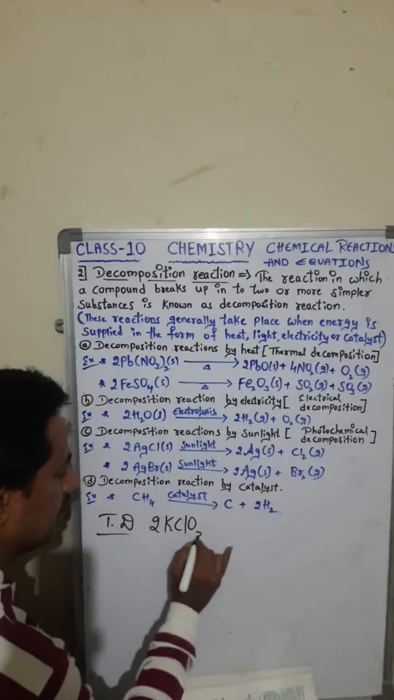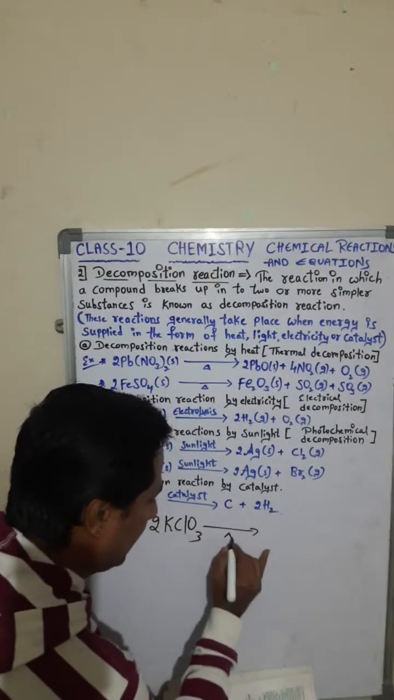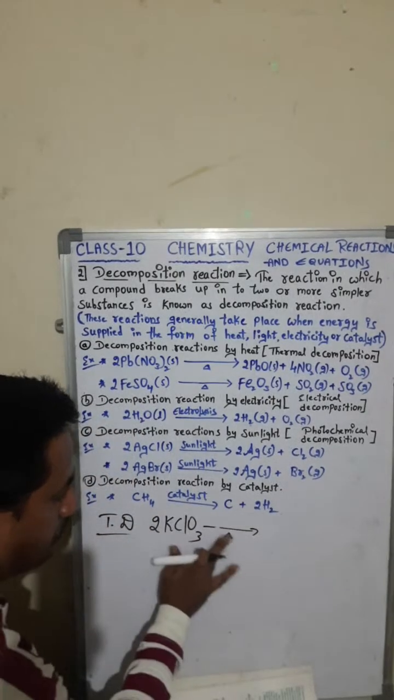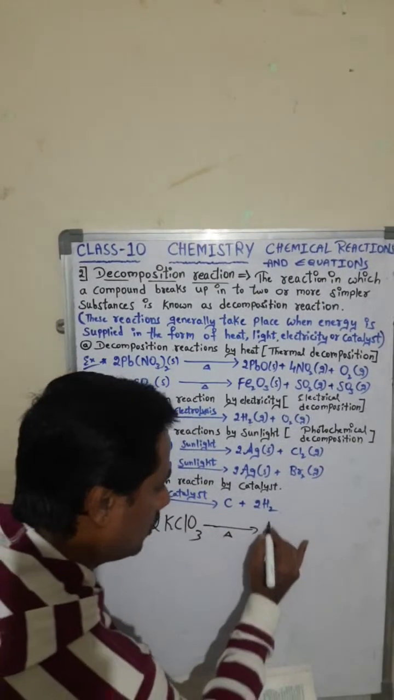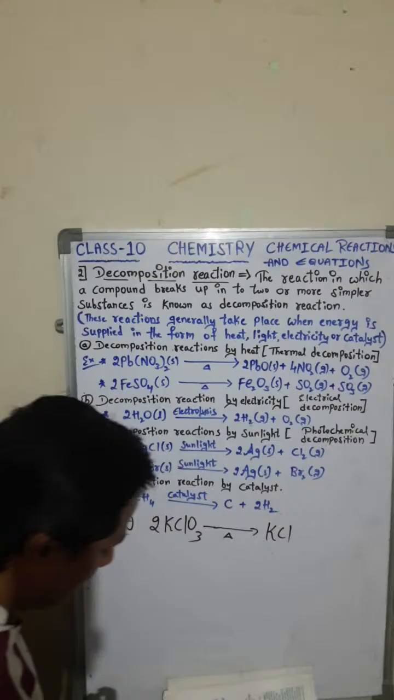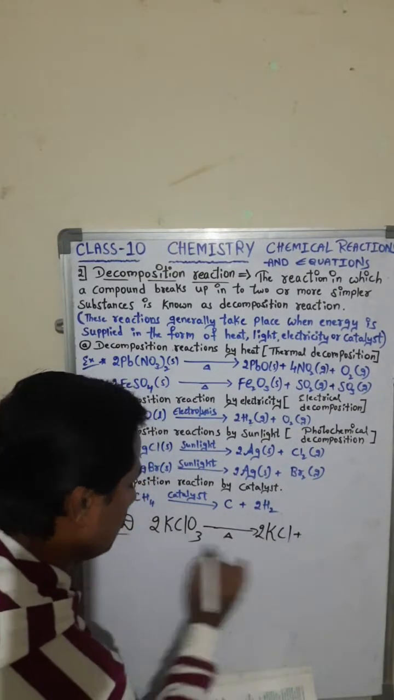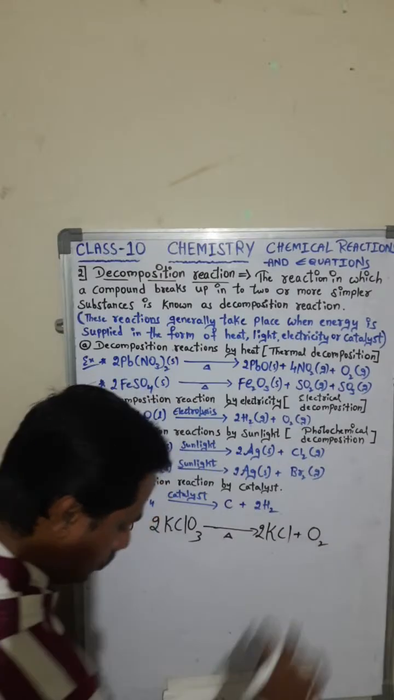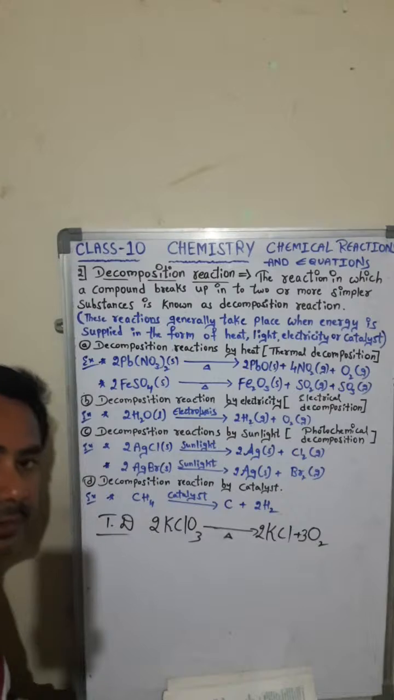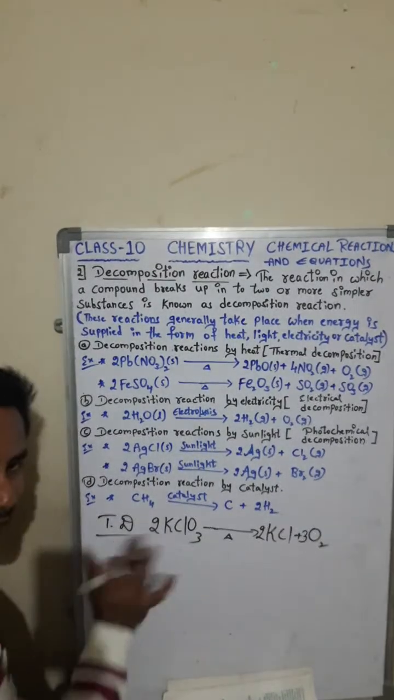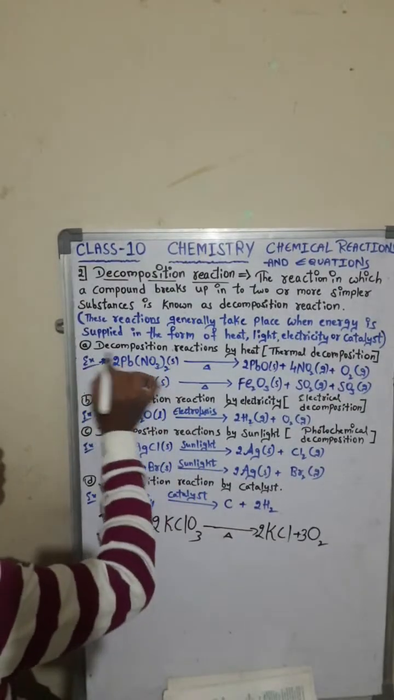Potassium chlorate. When we heat this potassium chlorate, what will happen? Potassium chloride. So balancing to 2, plus oxygen O2. 3 2 is 6. 3 2 is 6. One compound is there, we are heating that one, so we are seeing this one only.